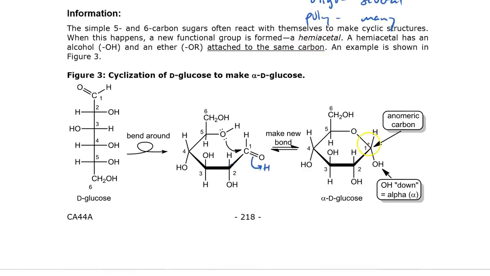So the hemiacetal carbon is right here because it has an OH group and an O with a carbon. So there's your OR group attached to the same carbon. That's the hemiacetal.